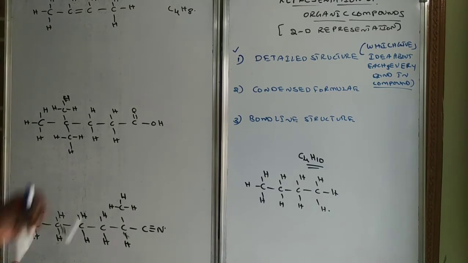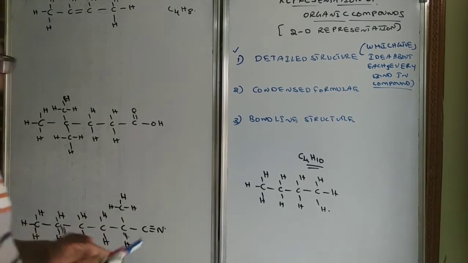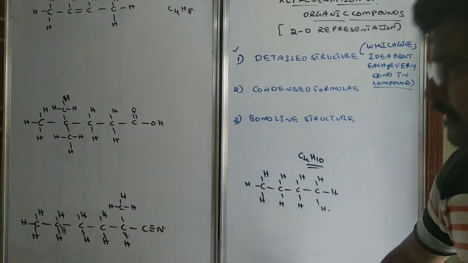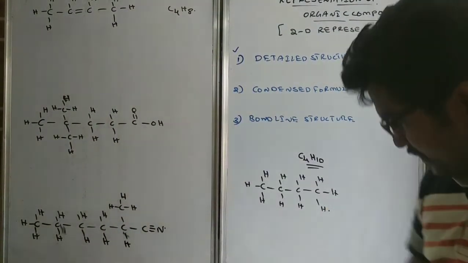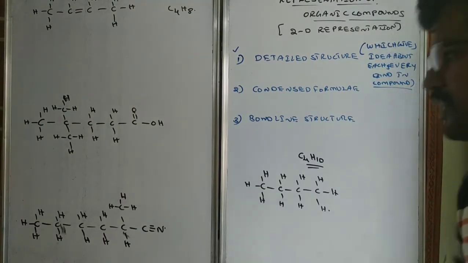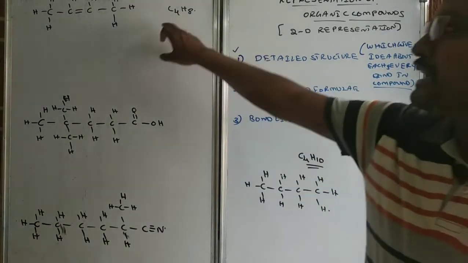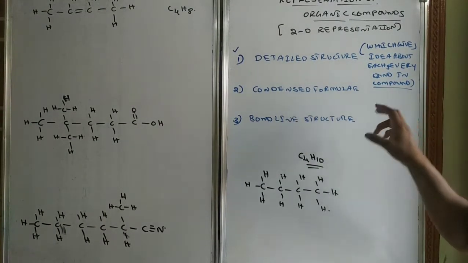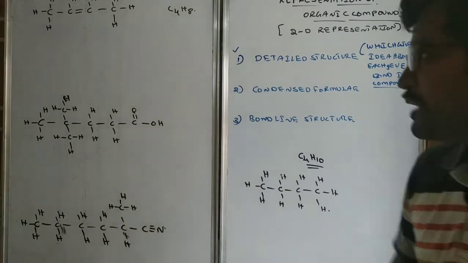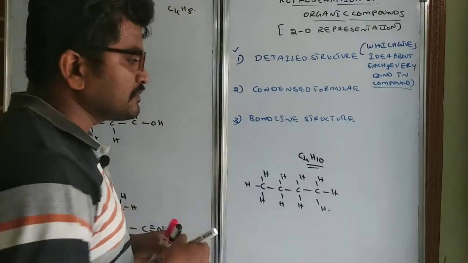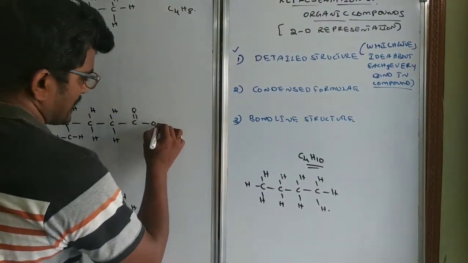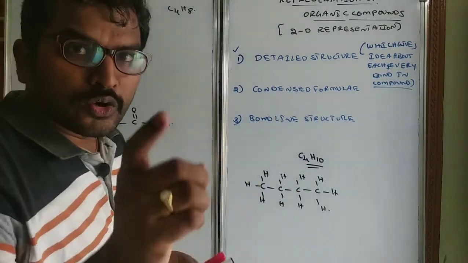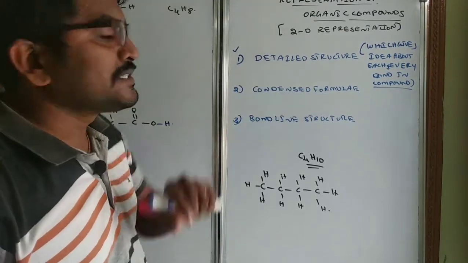So let us take these 4 compounds. I'm not writing the IUPAC names for these compounds because it will take time. So let us see, these are the compounds. We have 4 compounds, and for these 4 compounds I have written the detailed structure. What is a detailed structure? It is the representation which gives an idea about each and every bond present between the atoms of the molecule. Hope you got clarity on this detailed structure.